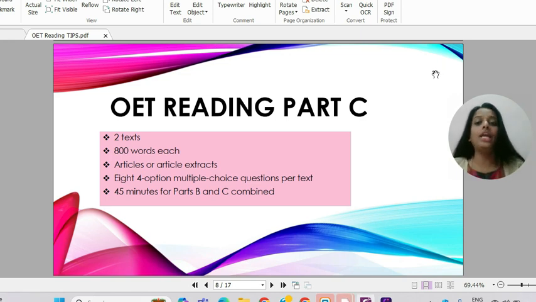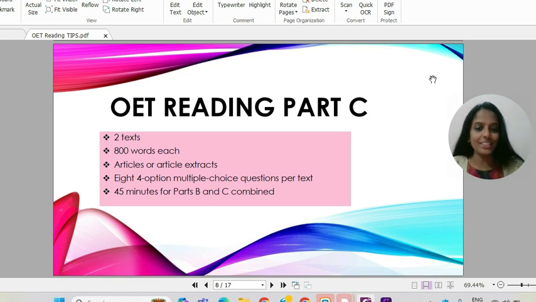Let's start. In OET Reading Part C, you will be getting two texts, each with 800 words. The two texts could be from articles or from article extracts, and you will be having 8 multiple choice questions per text. Totally, you will get 45 minutes for Part B and C combined together.